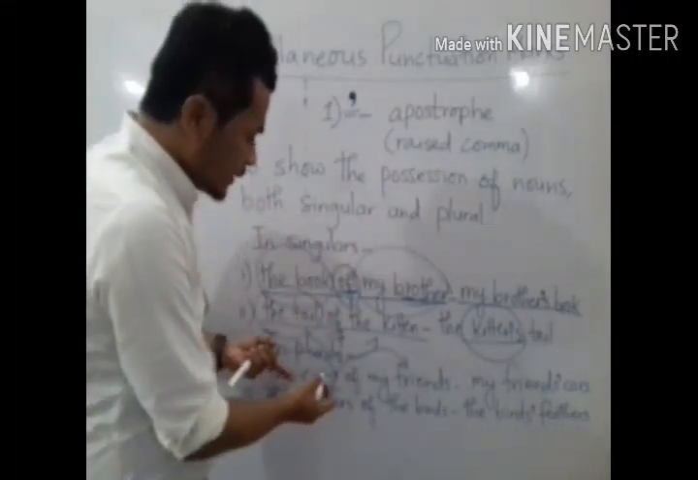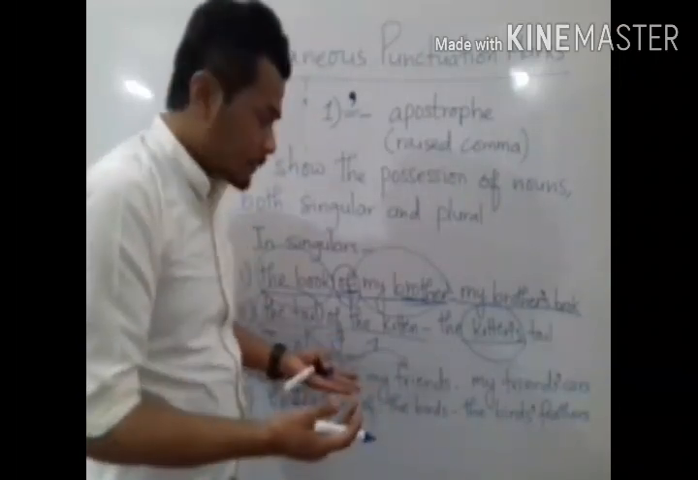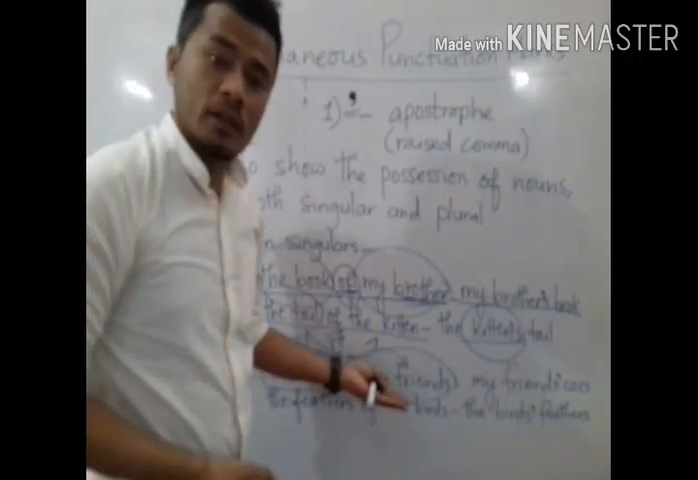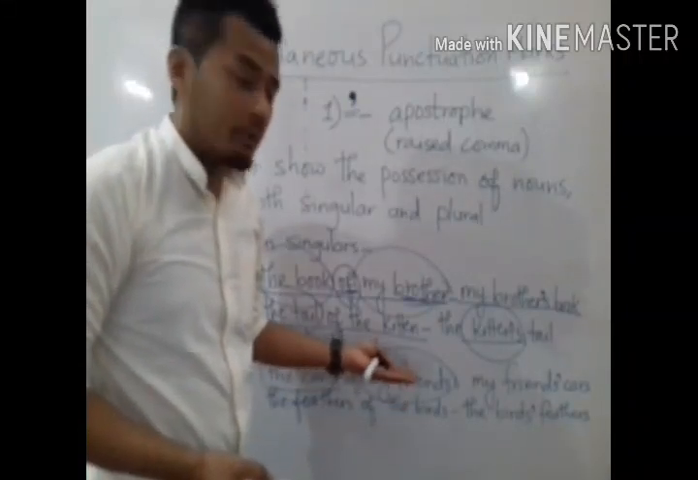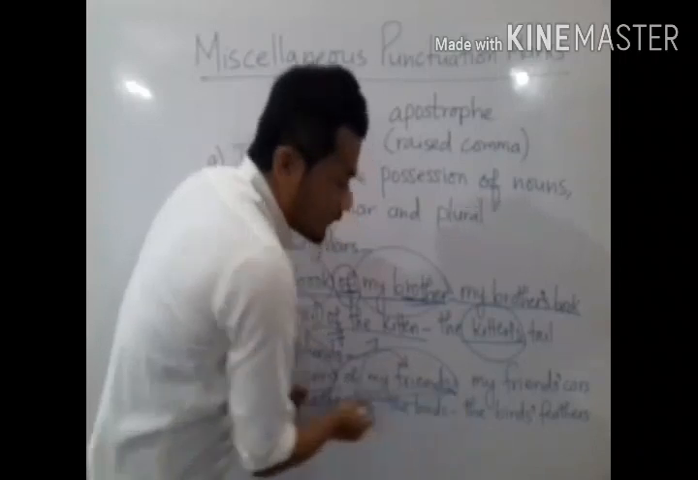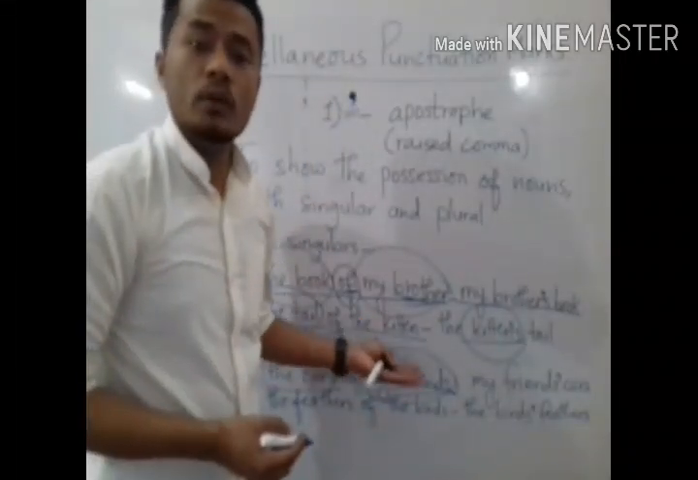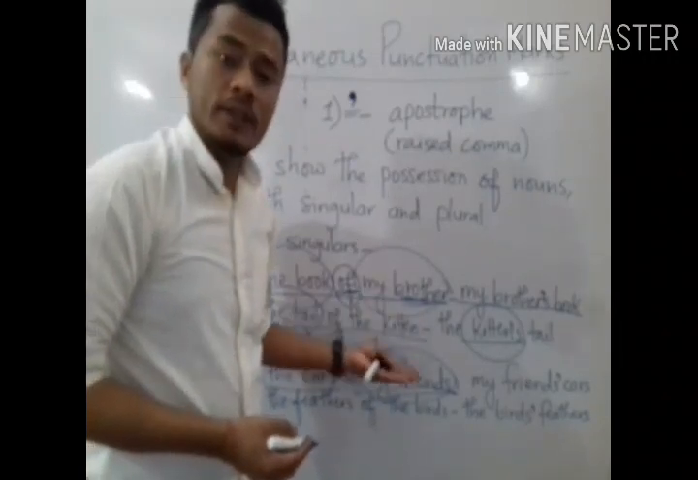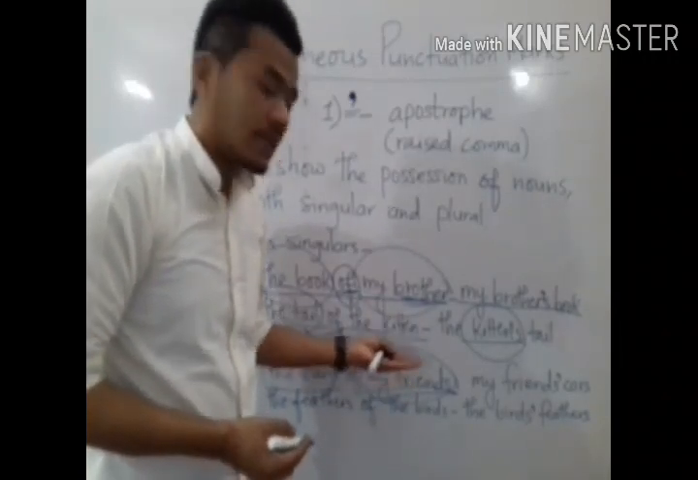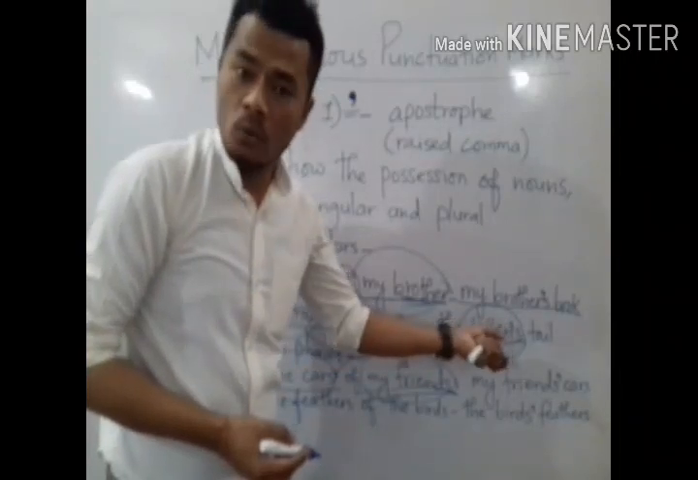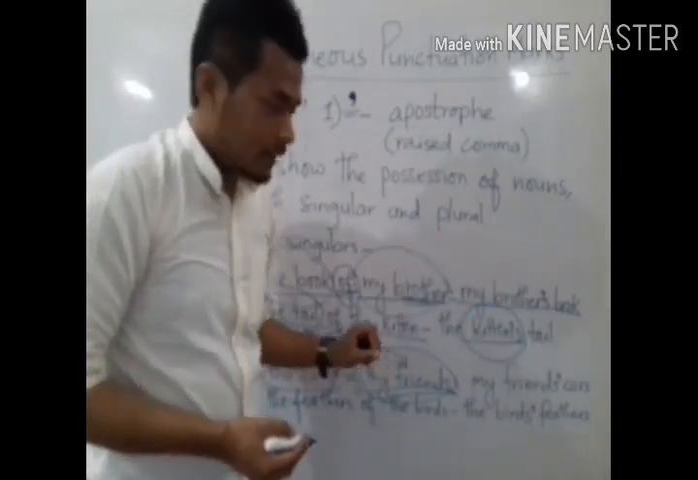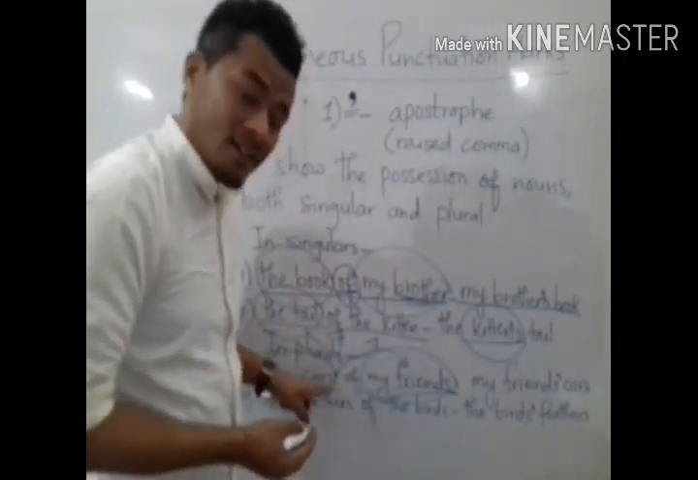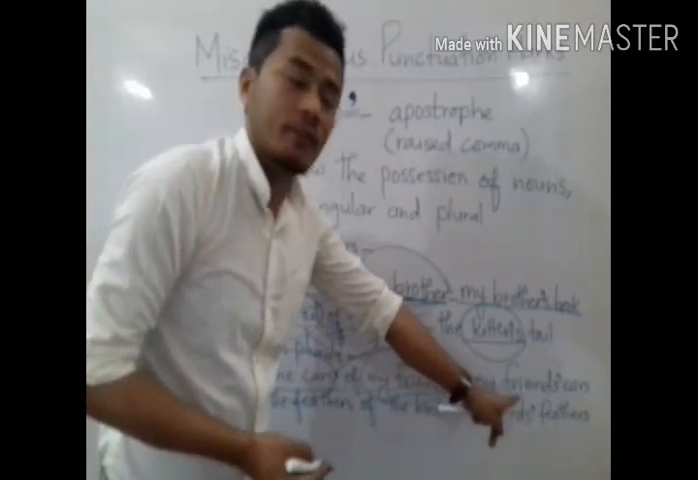Okay, here the noun that is possessing something is my friends. So the possessive case of the noun which I have to show here is my friends, which is a plural form. To show the possessive case of this plural noun, I first have to write the complete plural noun, and then put an apostrophe. Like the cars of my friends. That means my friends' cars.